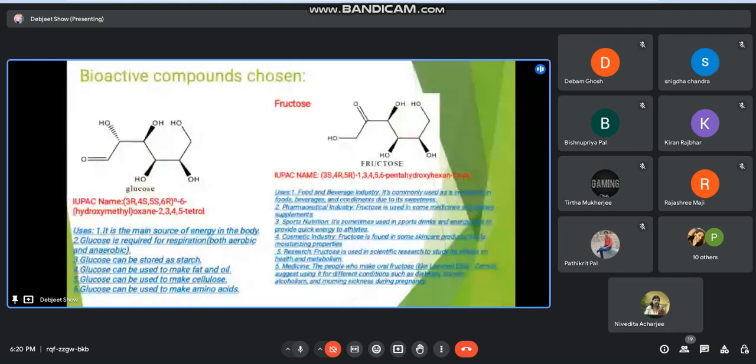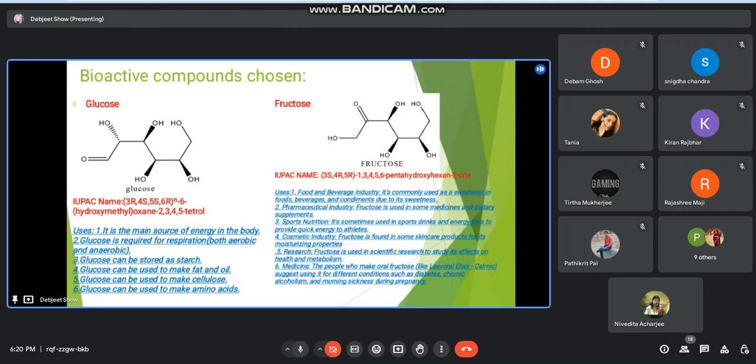Next, the bioactive compounds chosen by me are glucose and fructose. This is the chemical structure of glucose and this is the IUPAC name. The uses of glucose are: glucose is the main source of energy in the body. Glucose is required for respiration, both aerobic and anaerobic. Glucose can be stored as starch, etc. Now, next is fructose. This is the chemical structure of fructose and this is the IUPAC name.